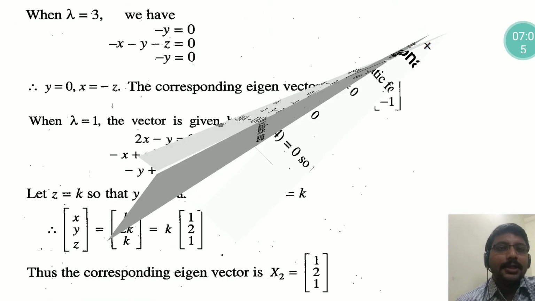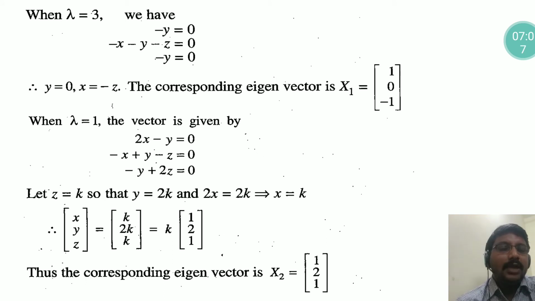Now we have to compute eigenvectors corresponding to these eigenvalues. For lambda equal to 3, we have to take the equivalent matrix Ax equal to O, which is already discussed in finding eigenvectors. So we have 3 equations. So we will have y equal to 0 and x is minus z. The corresponding eigenvector is x1, that is 1, 0, minus 1.